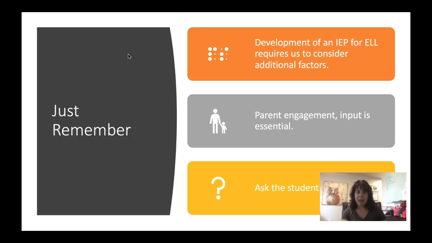So that's it for today. I just want you to remember, first, the development of an IEP for English language learners requires us to consider additional factors like we talked about. Parent engagement and input is essential. And then it's also very important to ask the student.